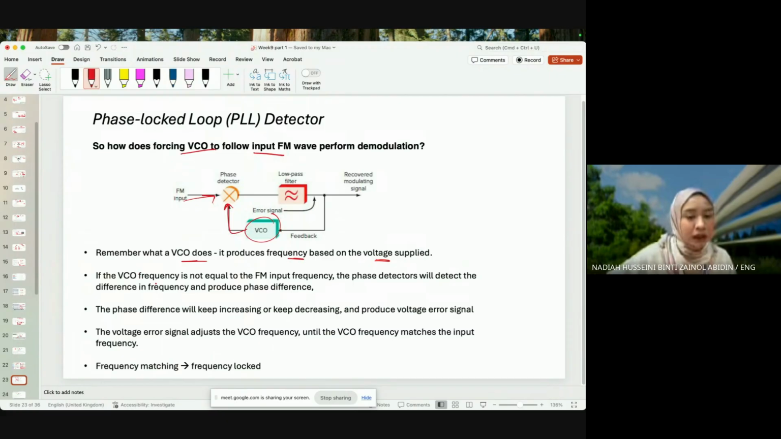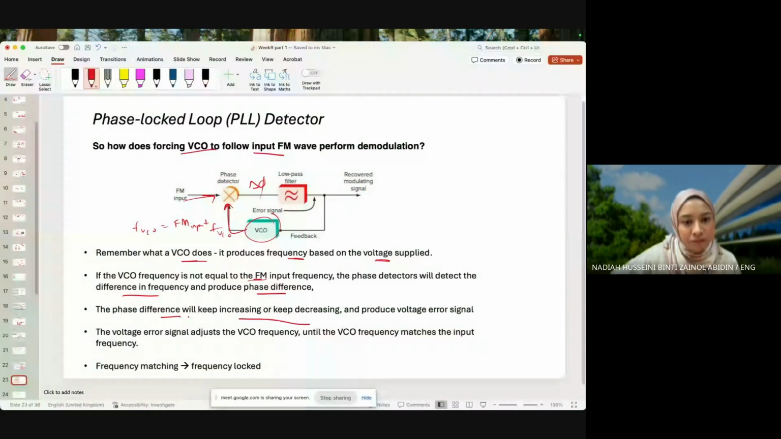If the VCO frequency is not equal to the FM input frequency, the phase detector will detect a difference in frequency and produce a phase difference. The phase difference will keep increasing or decreasing. Okay, the frequencies are different, therefore you would get a phase difference. Based on the phase difference, you would produce a voltage. The voltage adjusts the signal FVCO until FVCO is equal to the FM input.